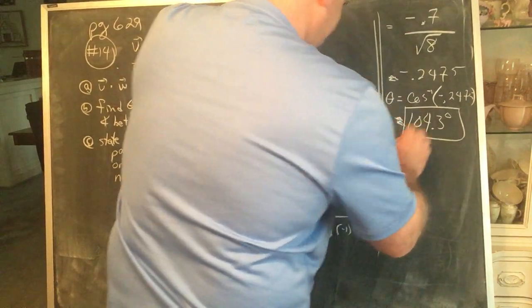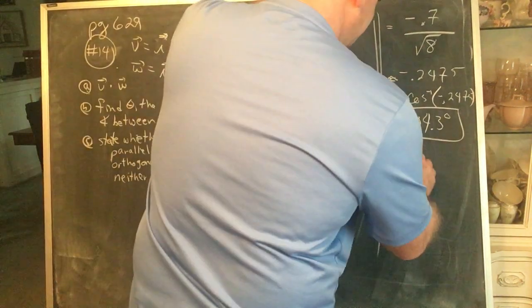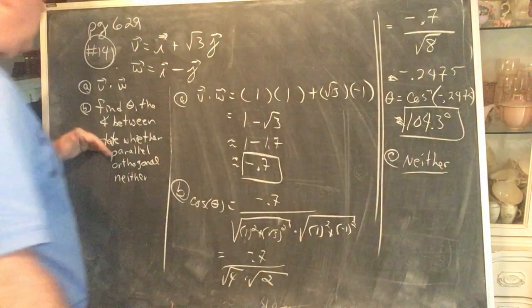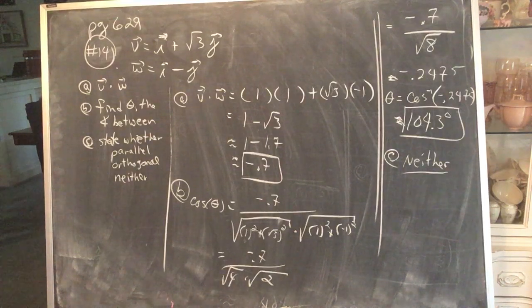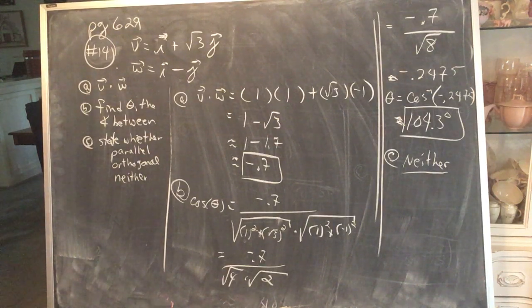And part C is very straightforward again. They're neither parallel nor orthogonal. So this is neither. In order to be parallel, the angle between them must be either 0 or 180 degrees. In order to be orthogonal, the angle between them must be 90 degrees. This is neither.